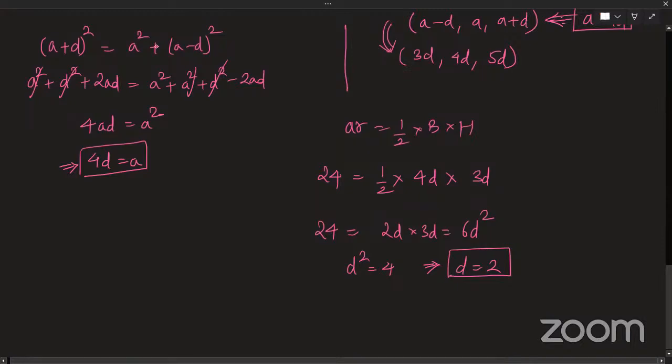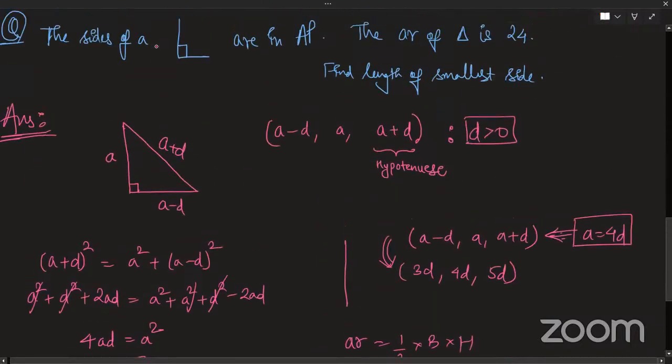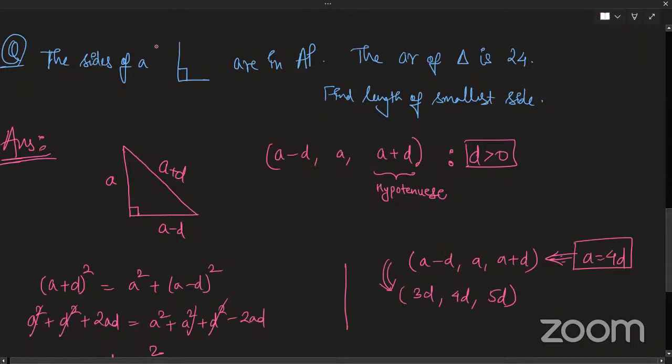It will be only plus 2. I'm telling you why. When you go back here, we had assumed that my D is positive. That is how I got my A plus D as the longest side. If I take my D as negative, my A plus D will be my shortest side.